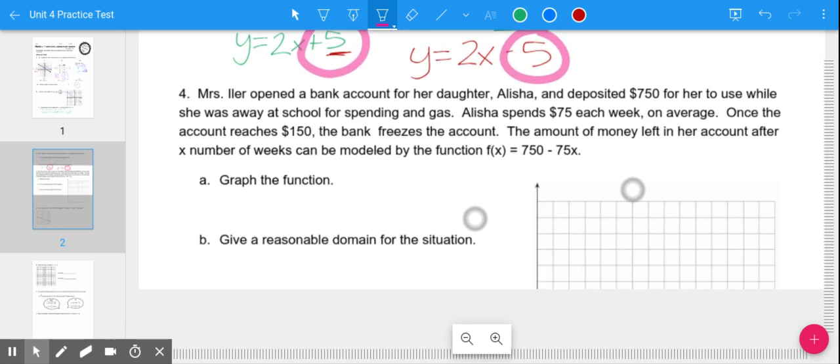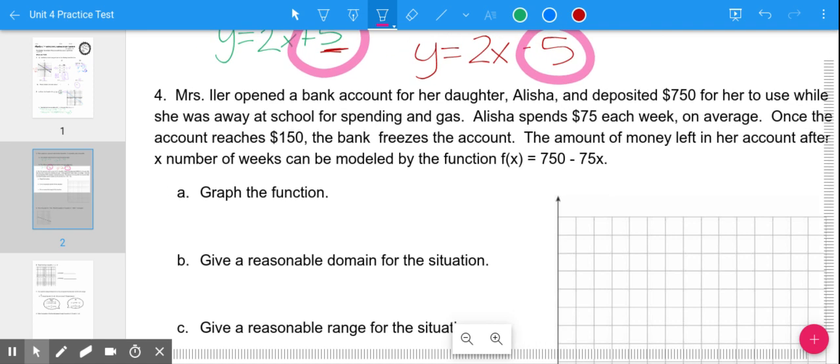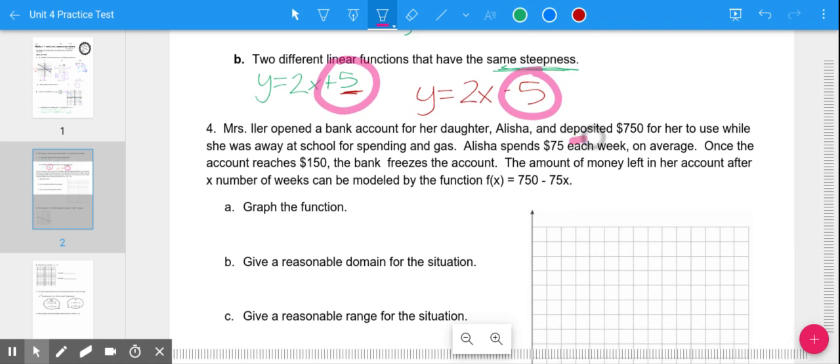Okay, next problem, our word problem. It says Miss Eiler opened a bank account for her daughter Alicia and deposited $750 for her to use while she was away at school for spending and gas. Alicia spends $75 each week. Once the account reaches $150, it freezes. The amount of money left in her account after x number of weeks can be modeled by the function f(x) = 750 - 75x.